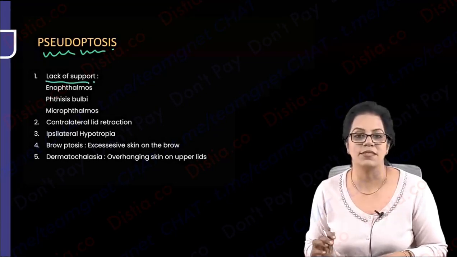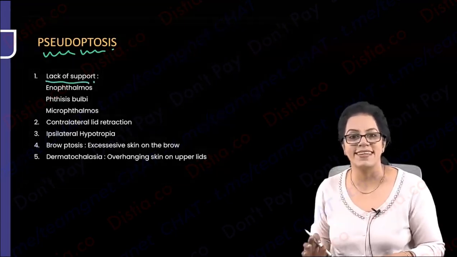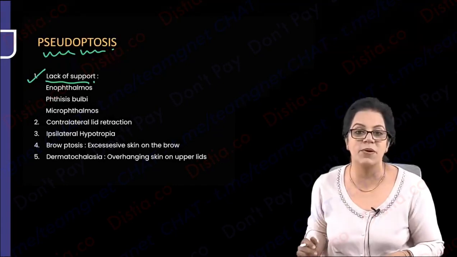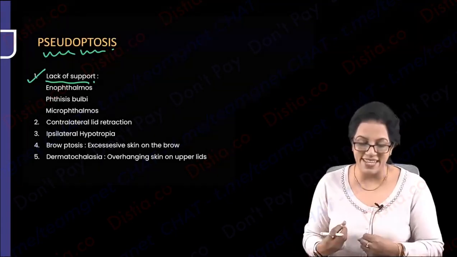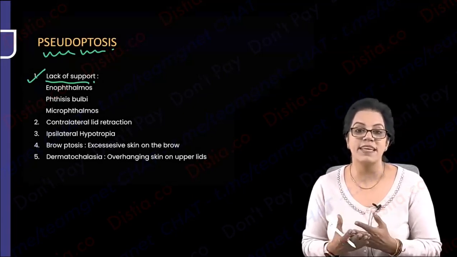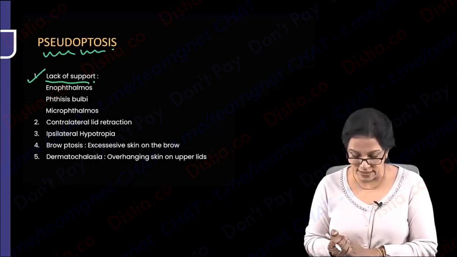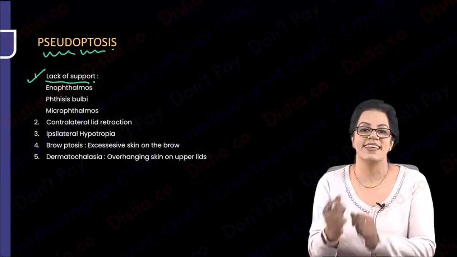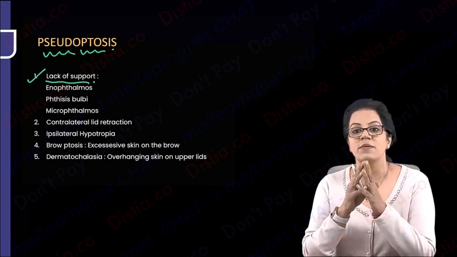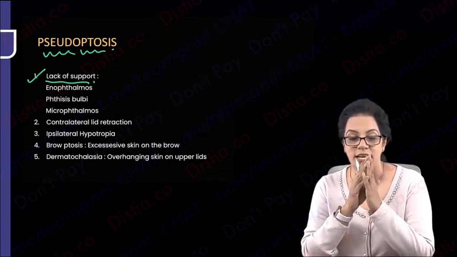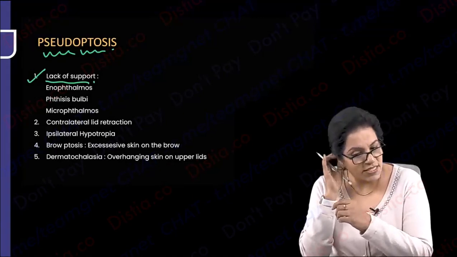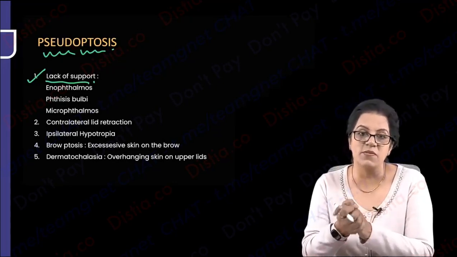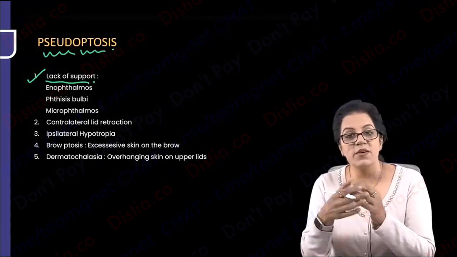One is lack of support. You should know this. Just don't mug it up, have an idea. Lack of support can be enophthalmos, phthisis bulbi, or microphthalmos. Enophthalmos is when the eyeball goes inside, right? Phthisis bulbi is your blind shrunken eye, and microphthalmos is again a small eye. How small? Did I teach you? Yes, I taught you. Less than 21 millimeter of axial length is called microphthalmos. So enophthalmos and phthisis bulbi are causes of lack of support. Can you think of something else?